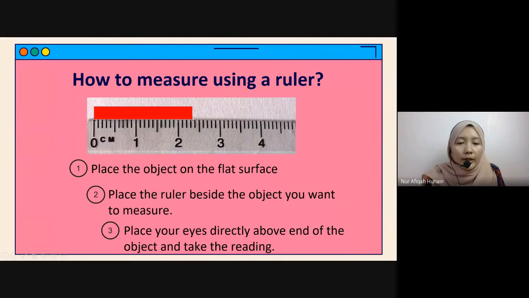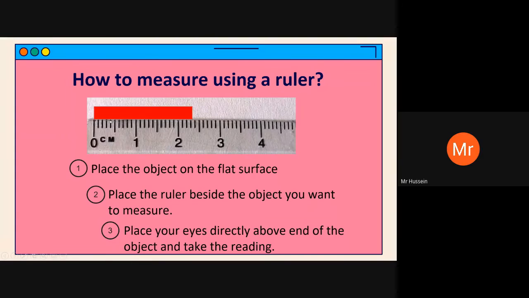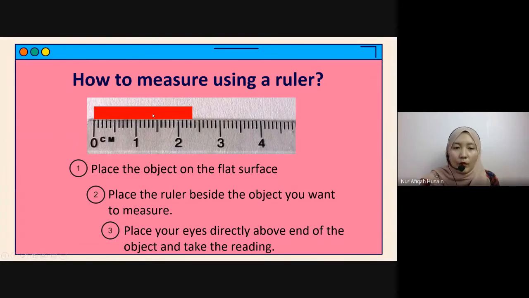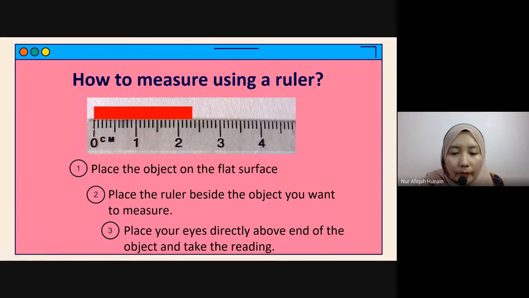What is the length of this tape? Not how much, how long is this tape actually? The red tape here. Hayden, can you tell me the answer? How long is this tape? Look at the ruler. Do you know how to read the measurement?